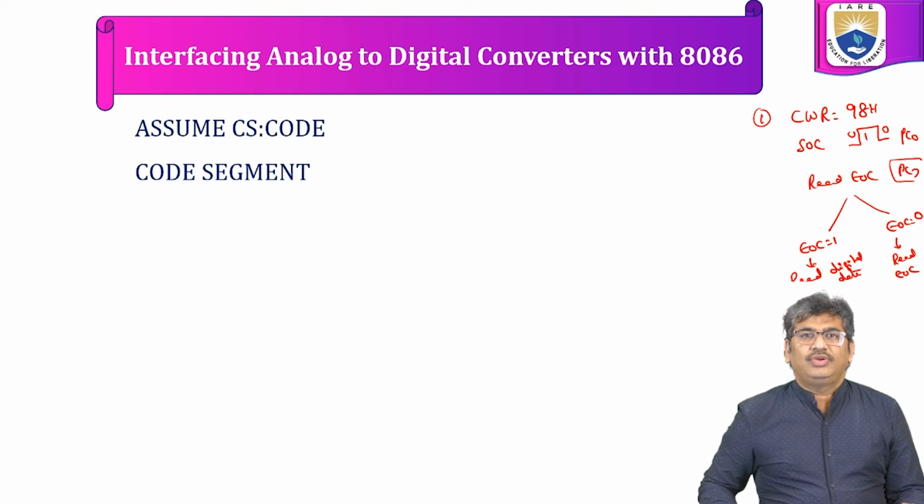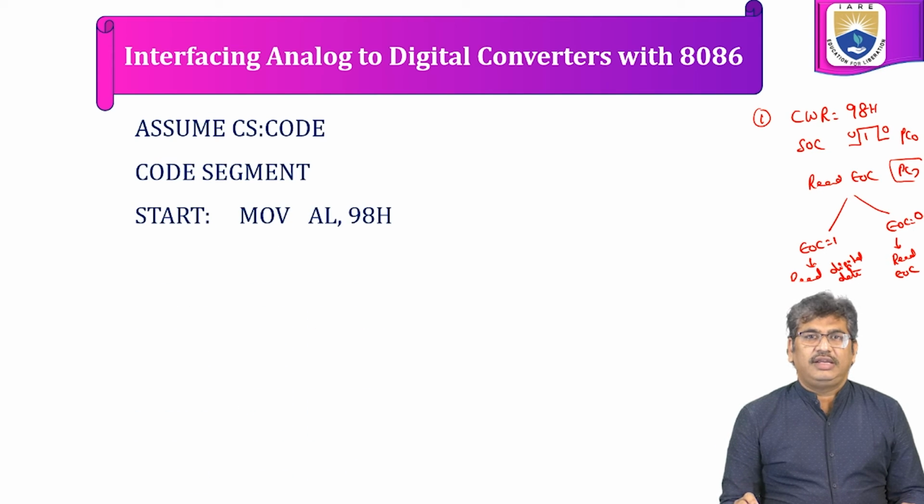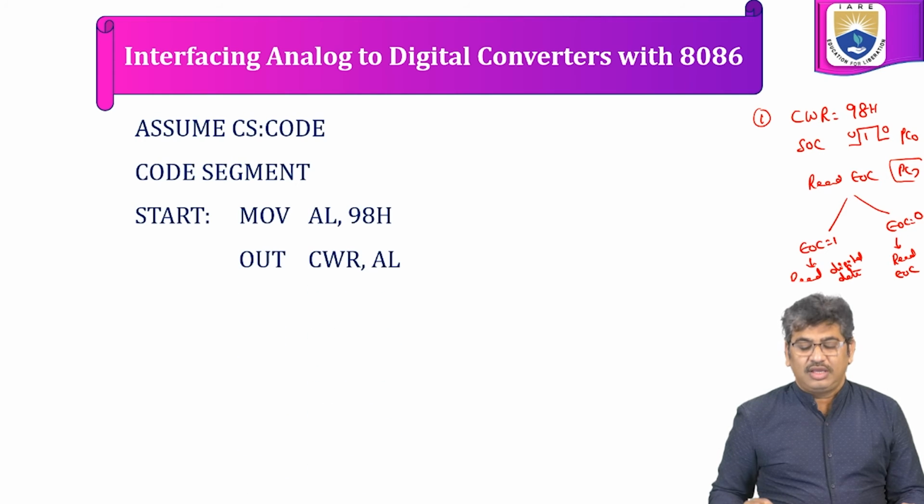So for that we use the instruction OUT. Before that, the direct content or immediate data we have to move into the AL register, from which we can redirect to the control word register. So start with MOV AL, 98H. This 98H which we copied into the AL register, we have to send to the control word register using the OUT instruction. OUT control word register, AL.